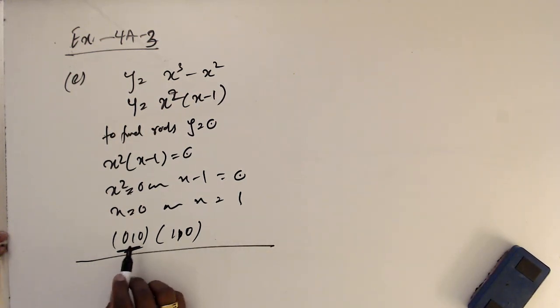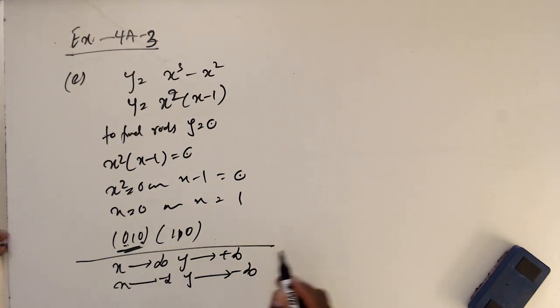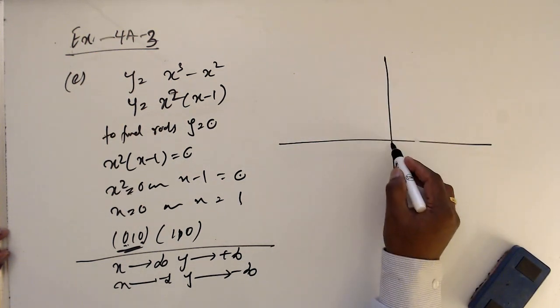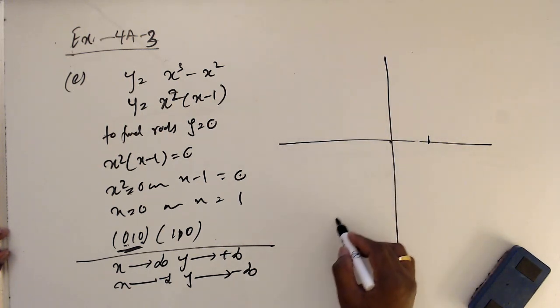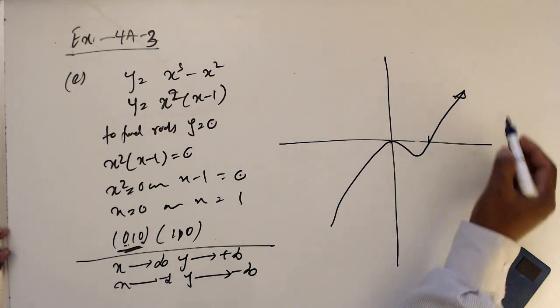I don't need to look at when x equals 0, I know y equals 0. Now when x goes to positive, y also goes to positive. When x goes to negative, y also goes to negative. And this is going to be a repeated root. And this is the other one. So it will touch and it'll go.